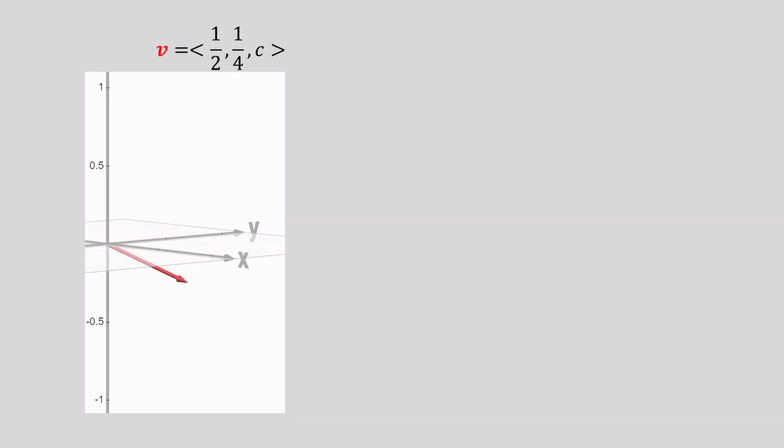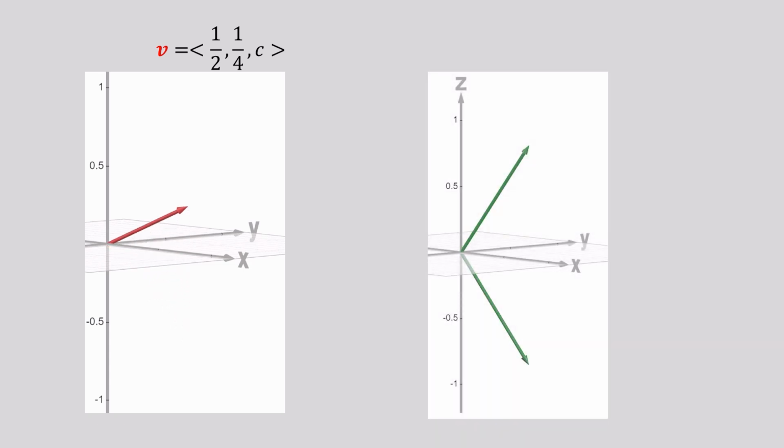Let's see why there are 2 possible values of c. Since the c is in the z component, the vector will go up and down. Notice that the length of the vectors change when they go up or down. We can also see how there can be 2 possible values of c that make the length 1.